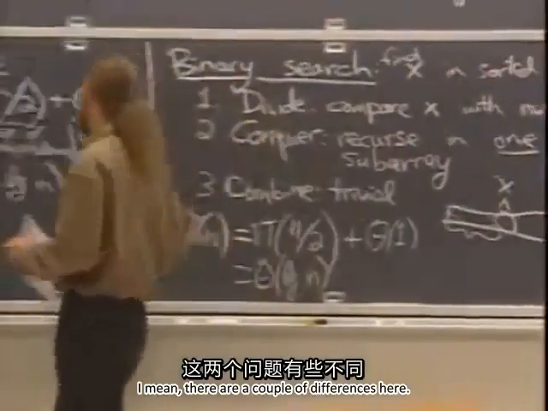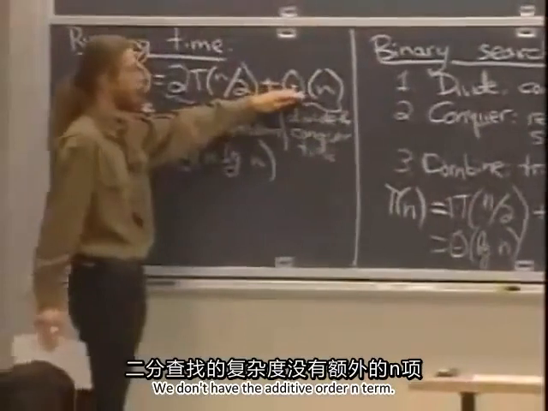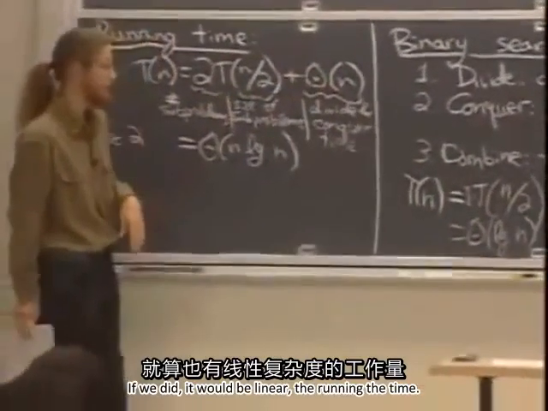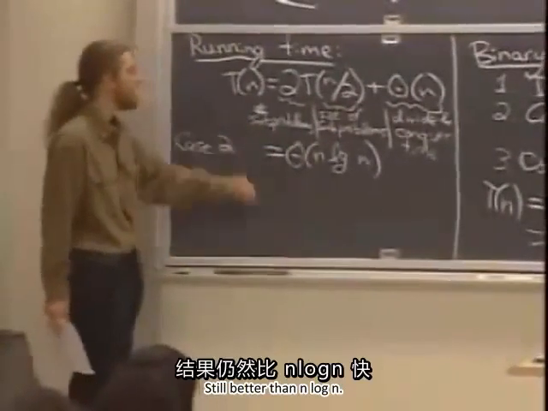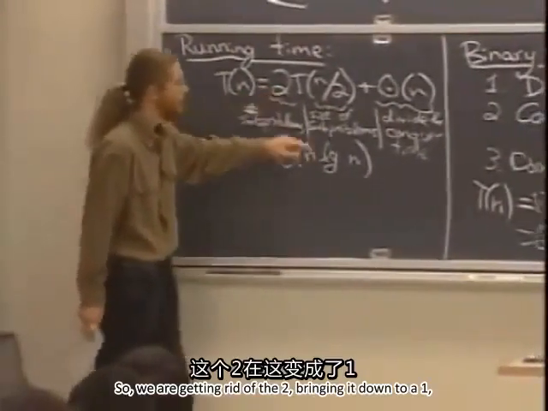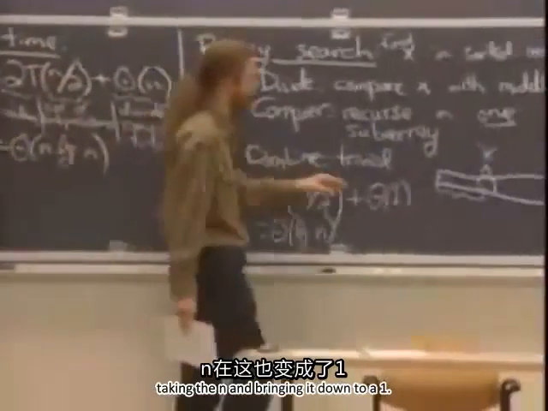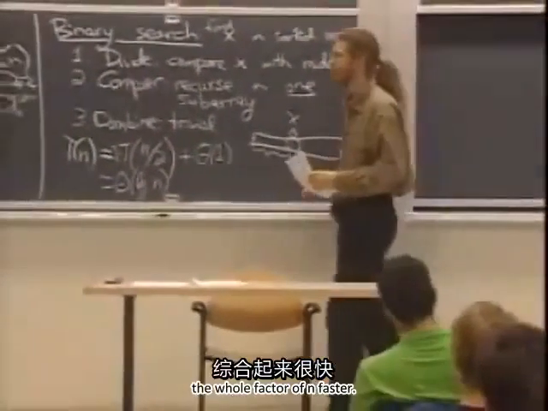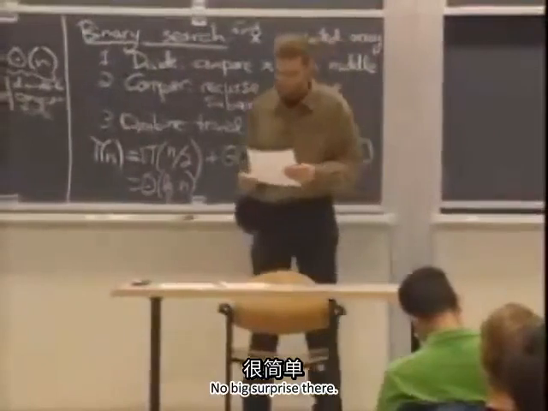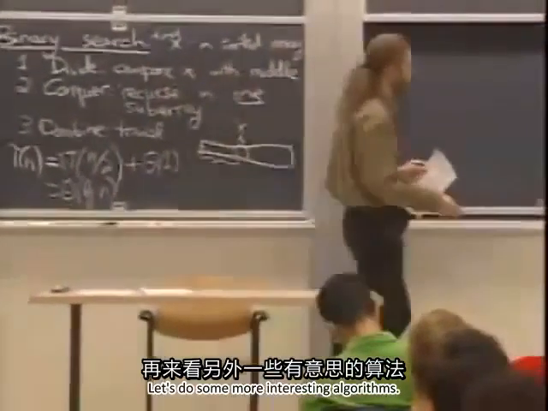And there are a couple differences here. We don't have the additive order n term. If we did, the running time would be linear, still better than n log n. So we're getting rid of the 2, bringing it down to a 1, taking the n, bringing it down to a 1. That's making the running time a lot faster, a whole factor of n faster. Okay, no big surprise there. Let's do some more interesting algorithms.